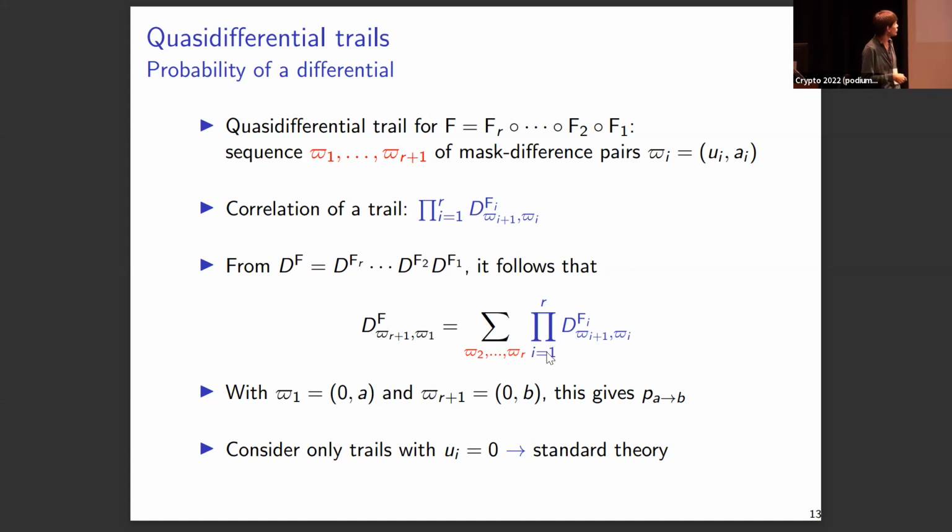If you were to remove all the terms from this sum where the mask is non-zero, so you keep only masks which are 0, then you basically get the standard thing we do: just summing the probability of characteristics where those probabilities are computed by multiplying. But this shows you actually need to take into account a bit more.